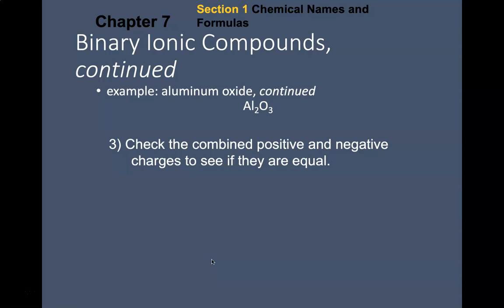If you actually do the math here, since there are 2 aluminums that are 3+ charge, that's going to be 2 times 3, which is 6. And there are 3 oxygens, which are -2 charge. That's going to be 3 times -2, which is -6. +6 plus -6 should equal 0, because remember, our goal is to create a neutral compound.